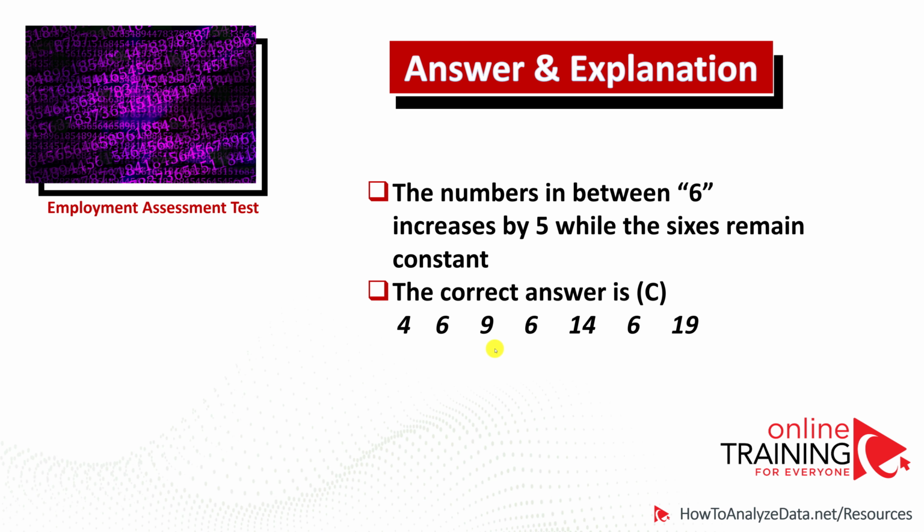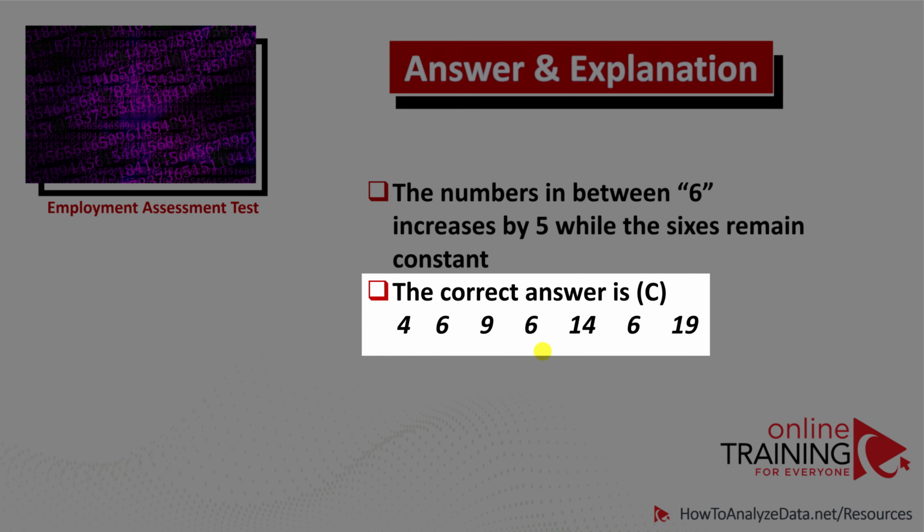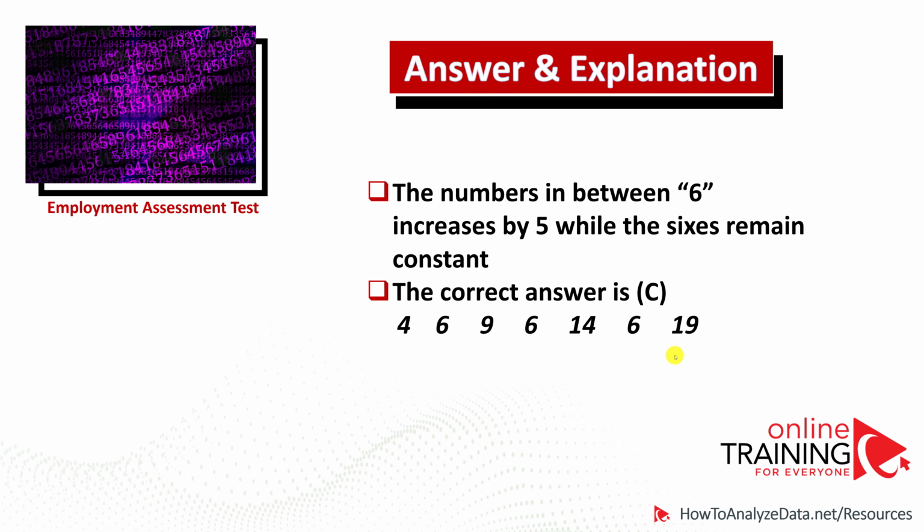Let's recap. The numbers in between 6s increase by 5, while the 6s remain constant. The correct answer is choice C, which is 19. Hopefully you've nailed this question.